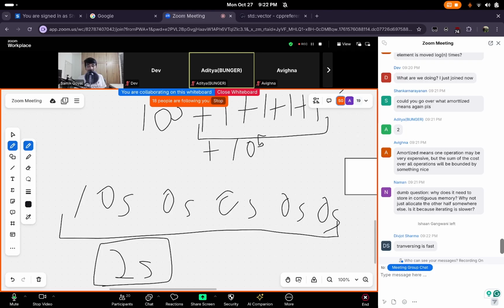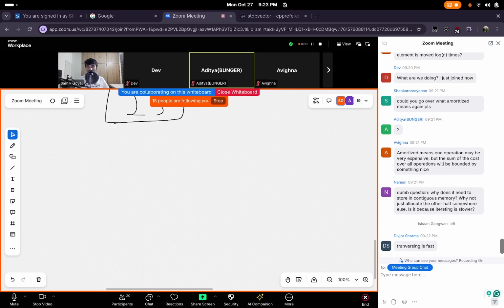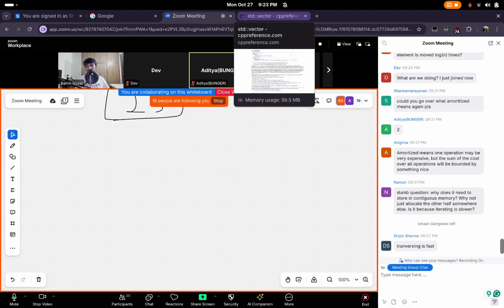Traversing is going to be fast even if it's not stored in contiguous memory. It's random access which is fast. Say I told you, find me the 7th number in the array. Now if it wasn't stored in contiguous memory, by the way, the thing you're talking about is called a linked list, and it is there in the STL as well. It's called forward list.